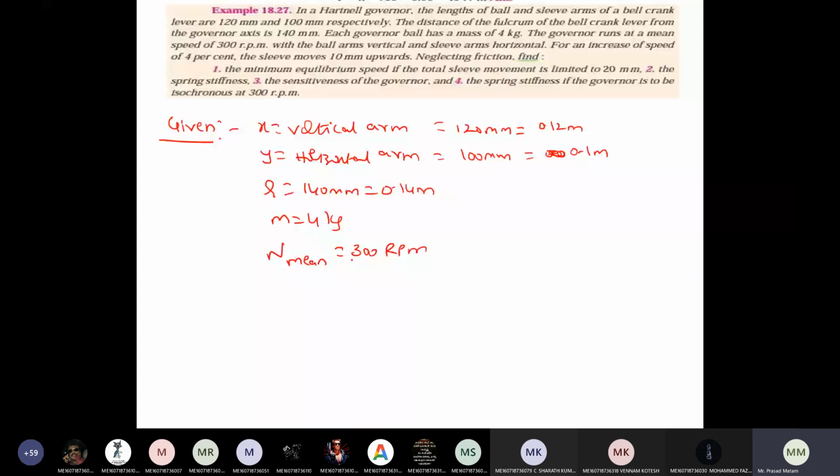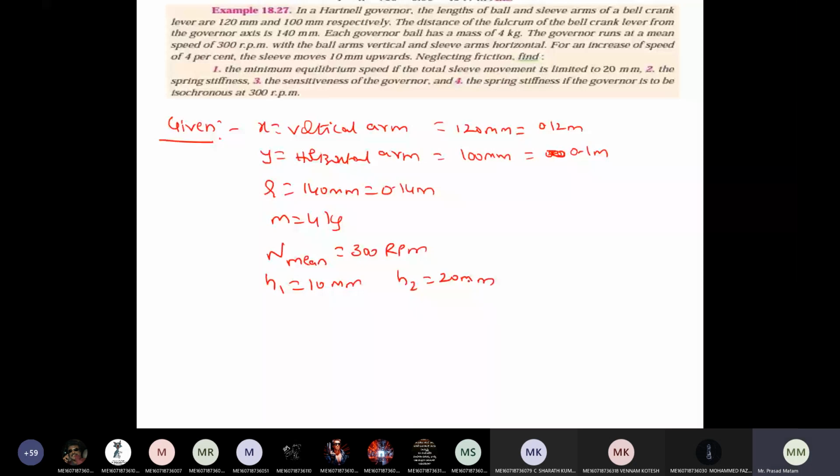For an increased speed of 4%, the sleeve moves 10 mm upwards. Okay, so for 10 mm upwards, I can write it as H1 is equal to 10 mm. And at the bottom he has given, if the total sleeve movement is limited to 20 mm, find the minimum equilibrium speed. If the total sleeve movement is limited to 20 mm, it means H2 is equal to 20 mm.